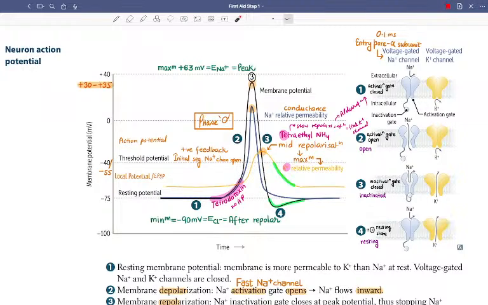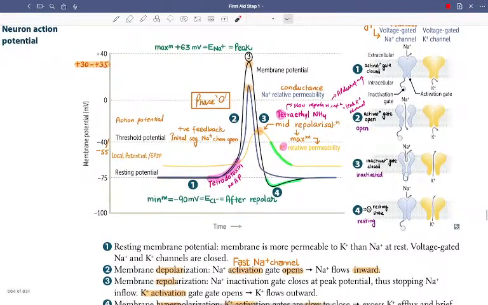So first thing, number 1, your activation gate is closed. This is the activation gate, and this lower one is the inactivation gate. This line is the inactivation gate. So the activation gate is closed here. Then suddenly the activation gate opens, and this upstroke is due to the activation gate opening. That is most important. The activation gate opening gives you the fast sodium channel upstroke.